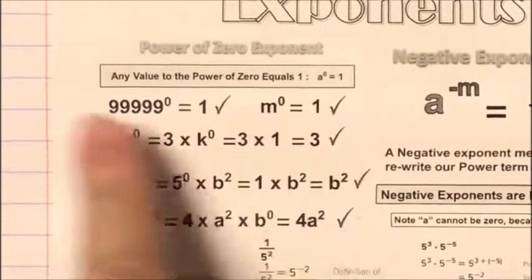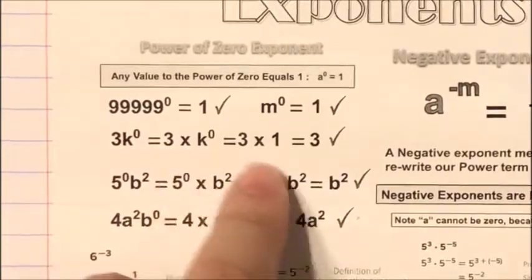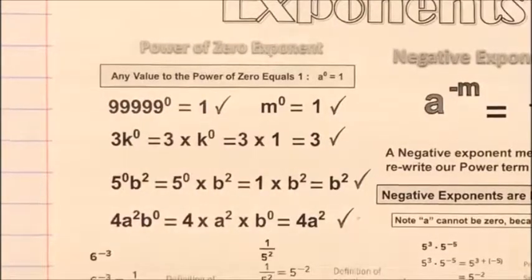M to the 0 equals 1. 3k to the 0 is 3 times k to the 0. K to the 0 is 1. 3 times 1 is 3. So you have to be very, very careful about that.